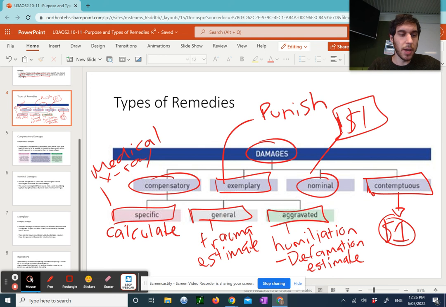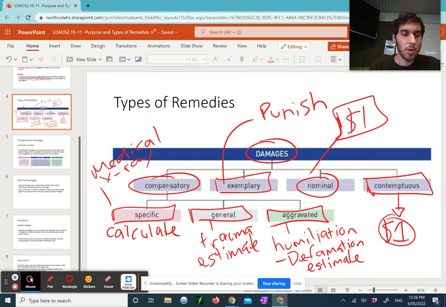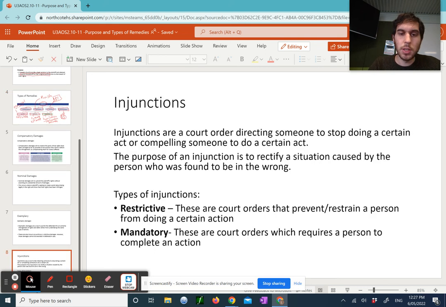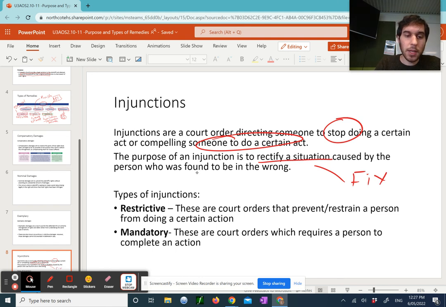Now let's think about injunctions. Injunctions are when the court orders someone to stop doing something or to start doing something. And the purpose of an injunction is to try and rectify a situation. In other words, to try and fix something. And as I said, there can be a restrictive injunction, so forcing you to stop doing something, or a mandatory injunction, forcing you to start doing something.